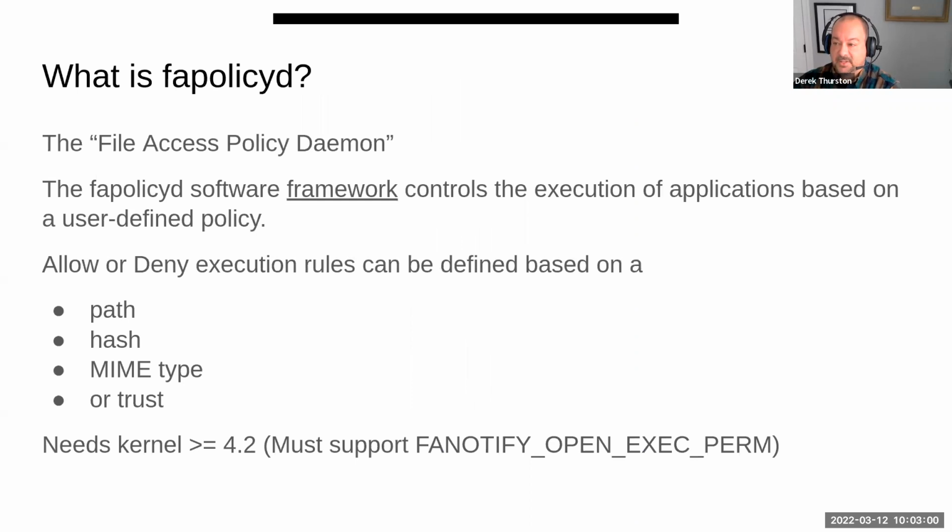So it's the File Access Policy Daemon, and it's a framework. So what it'll do is it will take a user-defined policy, and it will apply allow or deny rules to your system. So you can base those rules on a path you have for a file, a hash that's generated for a file, a specific MIME type, or you can tell it to implicitly trust one of those different things in a trust file. And this has been integrated into the kernel since 4.2.